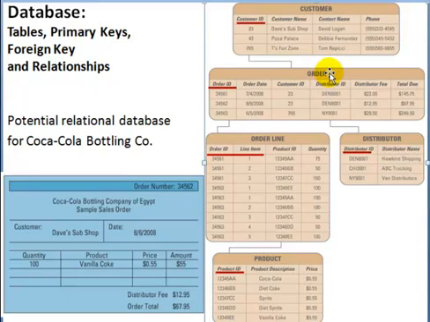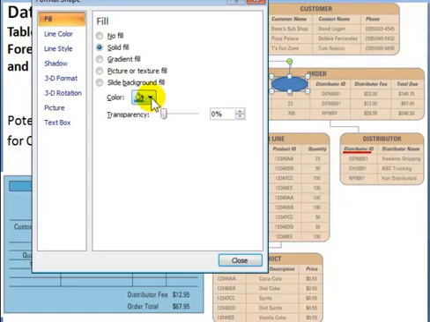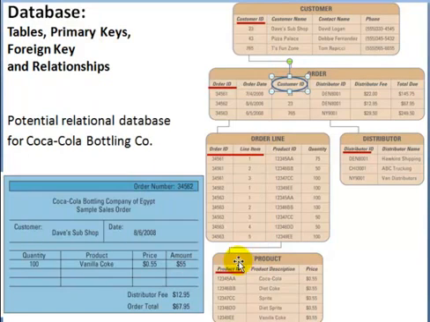Let's use the order table as example. For instance, the order ID over here is a foreign key. It is a foreign key because in this case, let me just change it a little bit. The customer ID is a foreign key because it is used as a primary key in the customer's table.